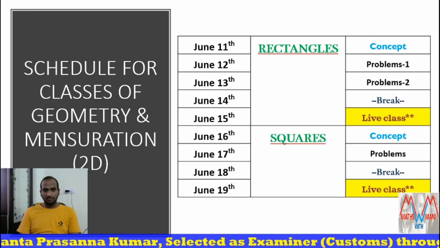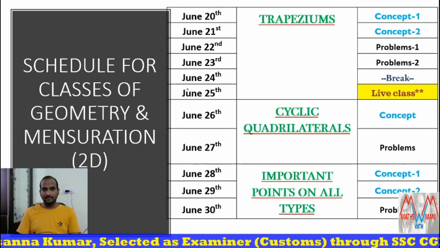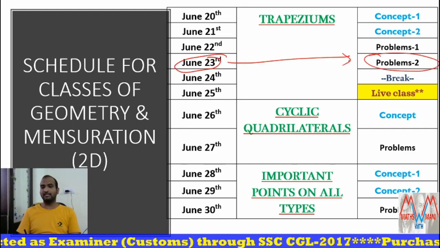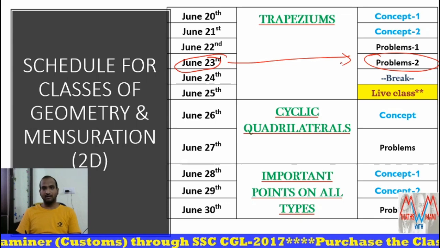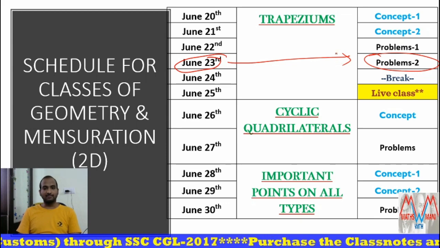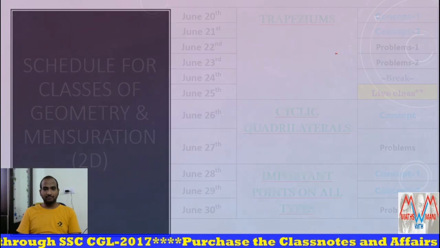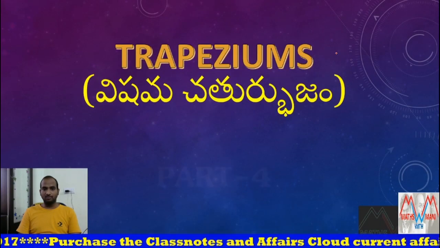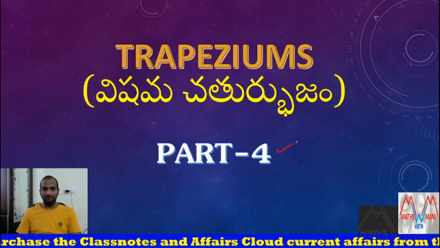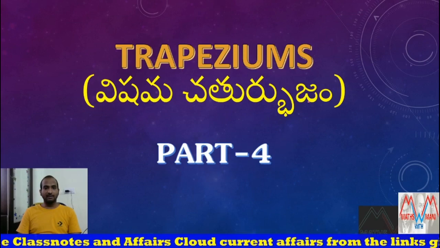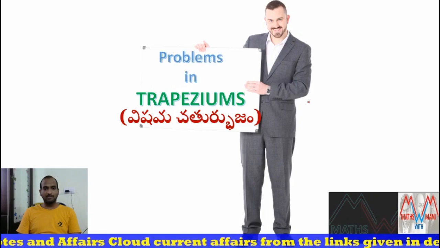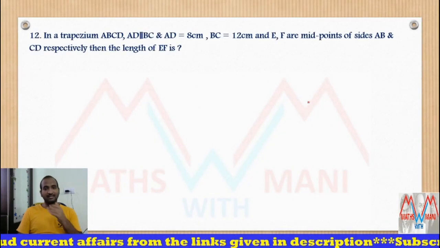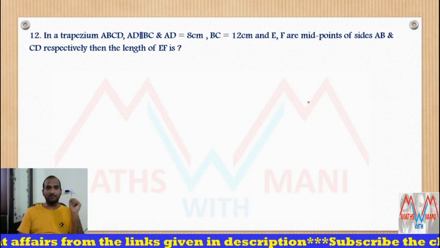As per the schedule, today is June 23rd. So June 23rd means problems 2, that is the second video on problems, and overall the fourth video in trapeziums. Okay, we'll start this video. Trapeziums, that is Vishama Chaturbhujam, and in that part 4. So how many problems have we already completed? Problems in trapeziums continuation. We already completed 11 problems and it is the 12th problem.